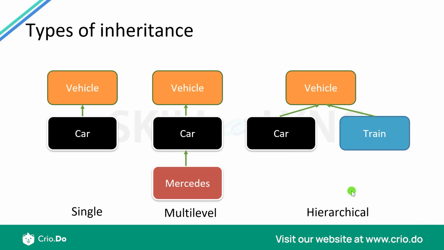Now, why is that so? That is because if car and train are extending from vehicle, and then I create a new class, transport, and I want to extend car, train, and other classes as well, to make sure that my transport has everything about the car, everything about the train, and all the other things, then there would be multiple versions of the vehicle variables and methods, right? Because the vehicle variables and methods are also present in the car class. The vehicle variables and methods are also present in the train class.